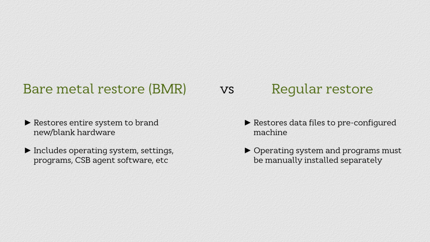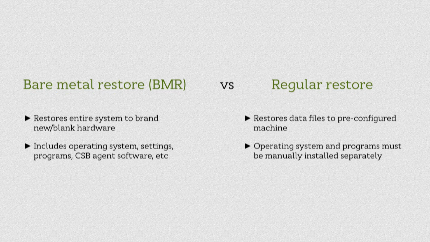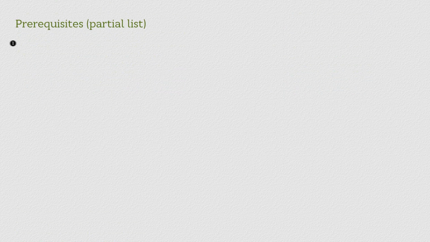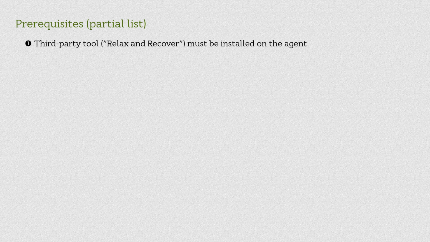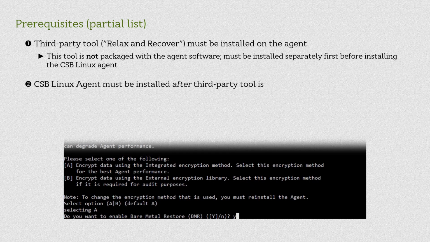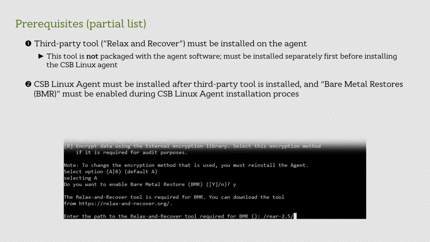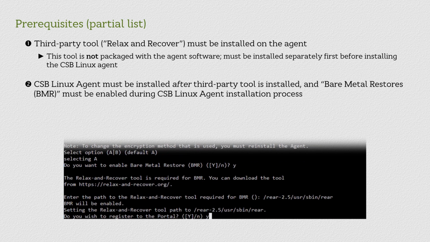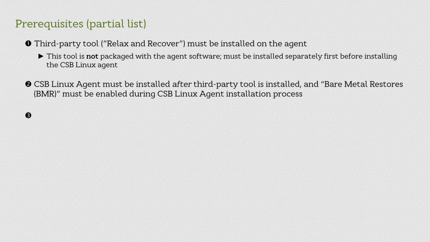We'll demonstrate how to create a bare metal backup job for a Linux agent and restore that job to a new machine. But first, we'll cover some of the important prerequisites for using the Linux BMR functionality. We use a third-party tool to gather the necessary data for creating a custom ISO of your particular Linux distro. This tool does not come bundled with the CSB Linux agent software and must be installed separately first before then installing the agent. You'll see the option to enable bare metal restores during the CSB Linux agent installation process. You must enable this, then enter the correct file path to the installation location of the third-party tool, and finish the agent installation normally. You must also be using Portal version 8.85 or later.